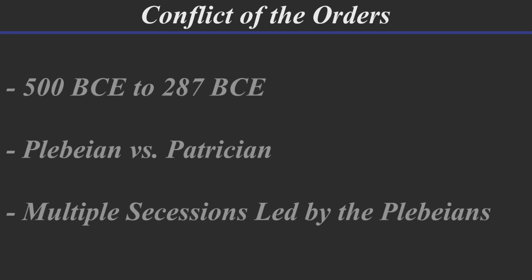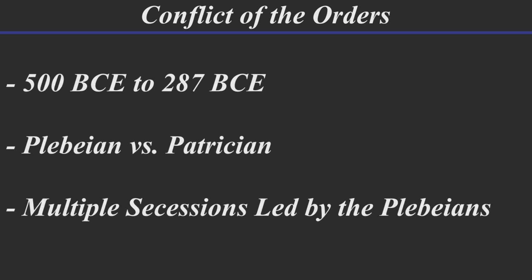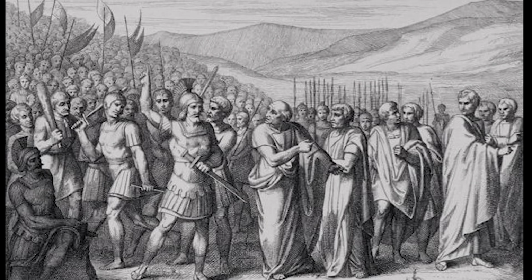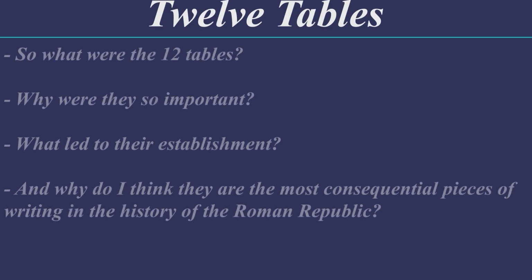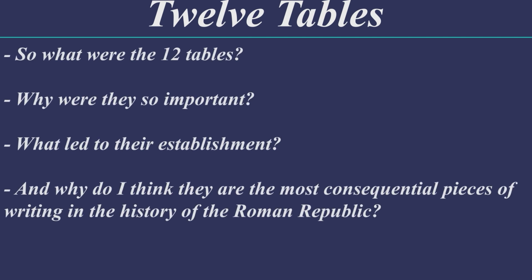This discontent would eventually boil over into what would come to be known as the conflict of the orders. This conflict would last for over 3 centuries, and it would dominate the history of the early Republican period. We've already discussed the first important event in the history of the conflict, that being the first secession of the Plebs. Today, we are going to take a look at one of the most important events in the whole conflict, and perhaps in the history of Rome itself, the establishment of the 12 tables.